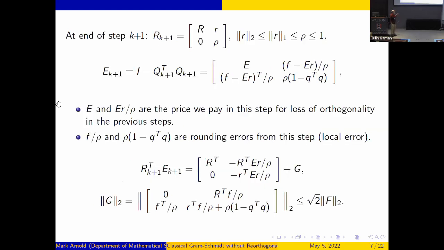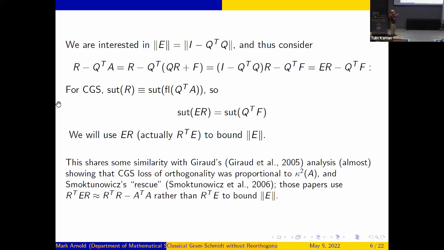So this is the guy we're after. I want to find a bound on how far Q is from having orthonormal columns. And we just noticed that if I subtract R from Q transpose A, in exact arithmetic, this will be 0. I'm just dropping in our computed factorization of A here, and I get this I minus Q transpose Q times R. And this is where I'm going to try to get to the norm of E, through the norm of I minus E times R.